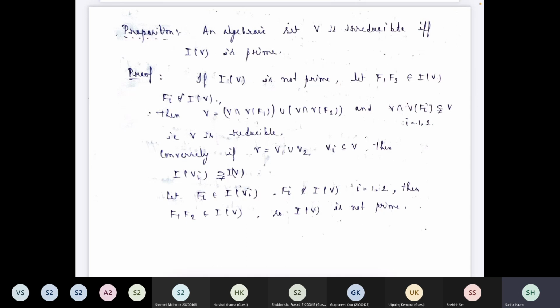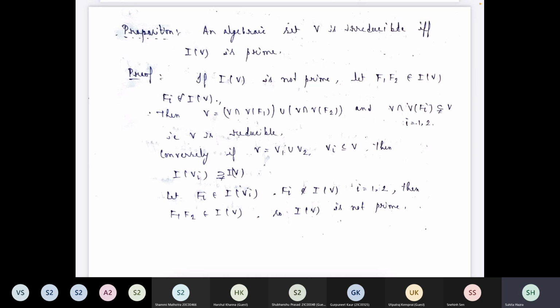I have sketched the proof. If I(V) is not prime, let F1, F2 be polynomials in K[X1, X2, ..., Xn], such that the product F1 F2 belongs to I(V), but F1 and F2 do not belong to I(V). Since F1 F2 belongs to I(V), V equals V(F1 F2). Since V(F1 F2) is V(F1) union V(F2), V is V intersection V(F1) union V intersection V(F2). And V intersection V(Fi) is a proper subset of V, because Fi does not belong to I(V), for i equals 1, 2. So V can be written as the union of two proper algebraic sets, and by the definition of irreducibility, V is reducible. So if I(V) is not prime, V is reducible.